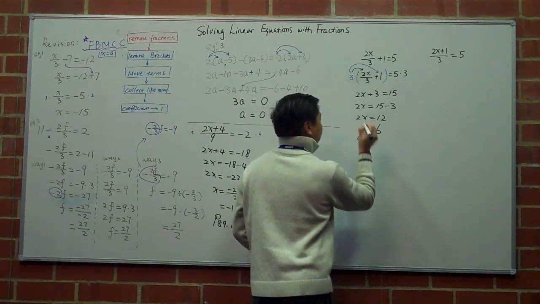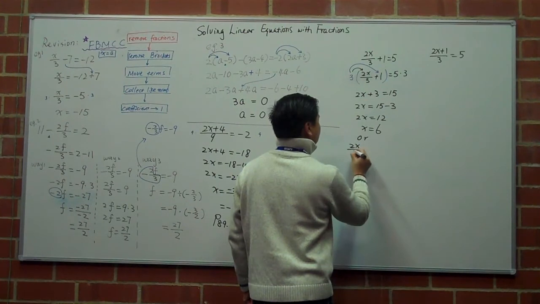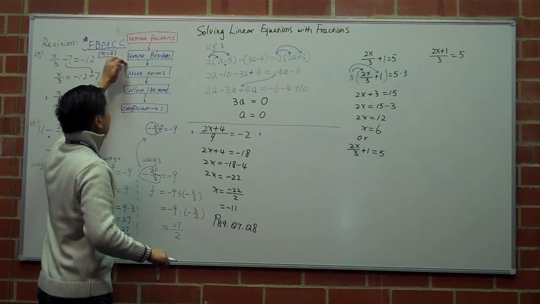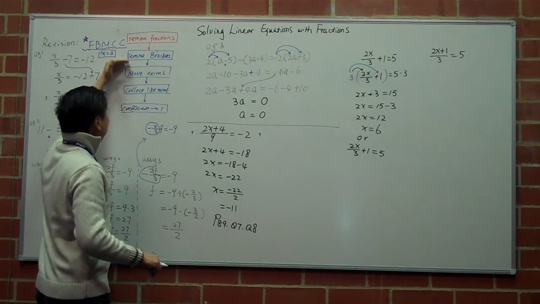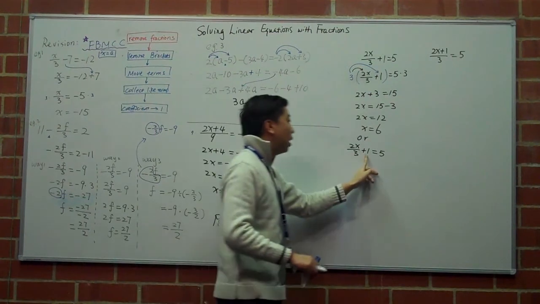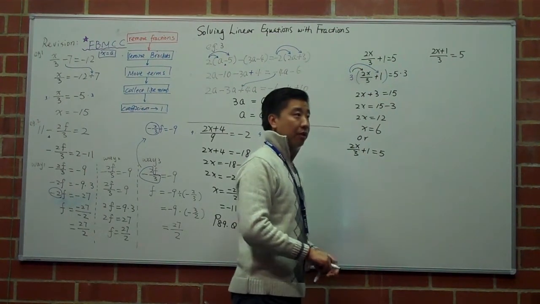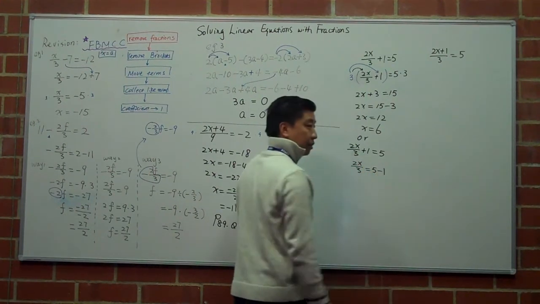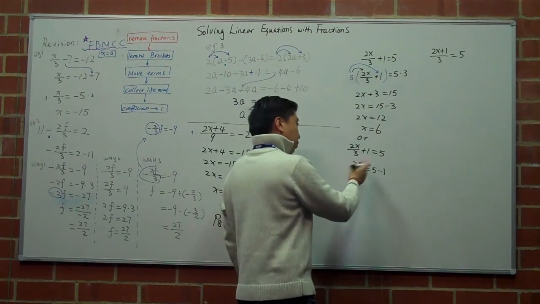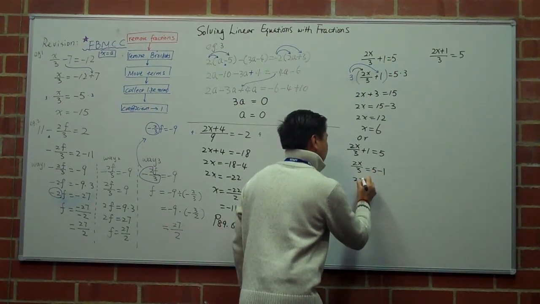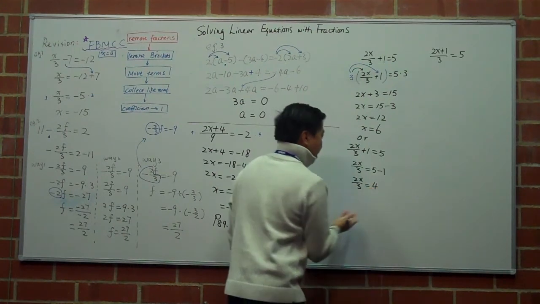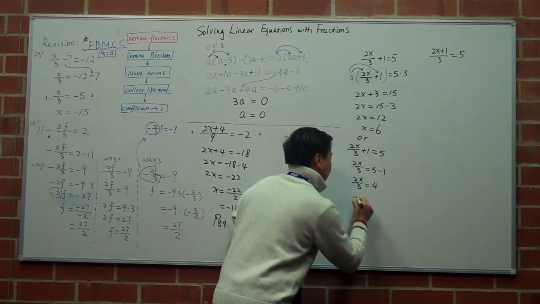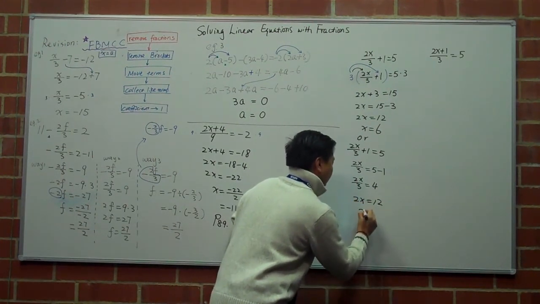Or, we can do it like that. 2x over 3 plus 1 equals 5. And I can think, there are no brackets, so I can move the term, because 1 is a constant term. I can move that to the right. So 2x over 3 equals 5 take away 1 first. And then we do collecting like terms. 2x over 3 equals 4. And then we get rid of the denominator, so times 3 on both sides. So 2x equals 12, and then x equals 6.